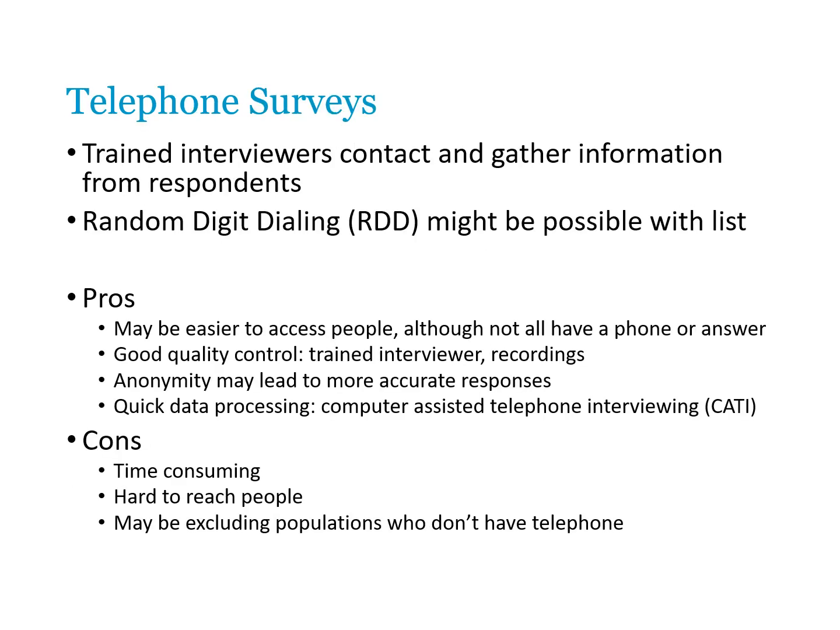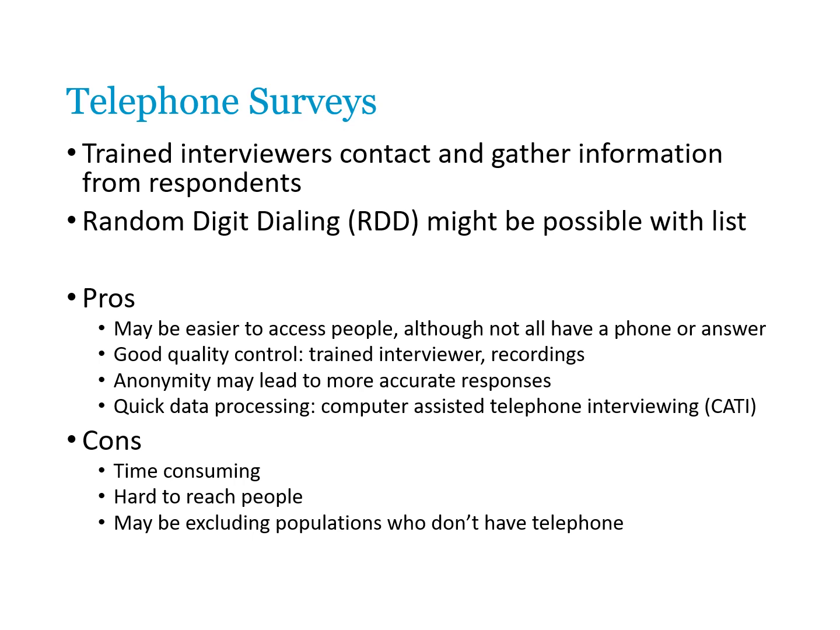In telephone surveys, trained interviewers contact and gather information from respondents. Random digit dialing might be possible if you have a list of phone numbers, although this has become much harder in the era of cell phones and smartphones and really may not be applicable. Pros are that it may be easier to access people than trying to interview in person, although not all people have a phone, or in the case of some countries, people don't answer the phone.